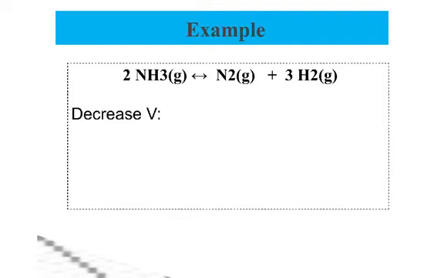So we're going to try a decrease in volume. The first thing that would happen, if we consider our C equals N over V, if I decrease my volume, what's going to happen to the concentration? The concentration will increase for everything. Let's talk about the second part. Which way will it shift?